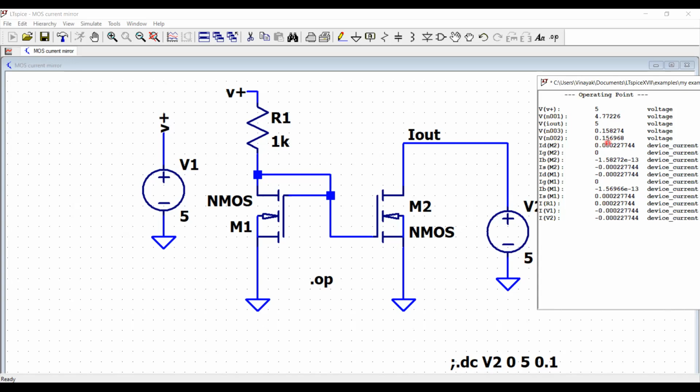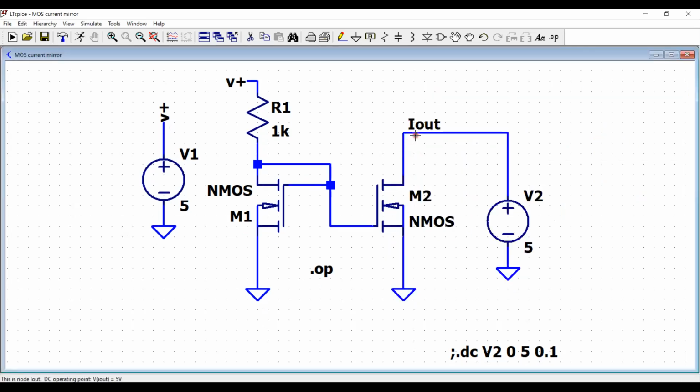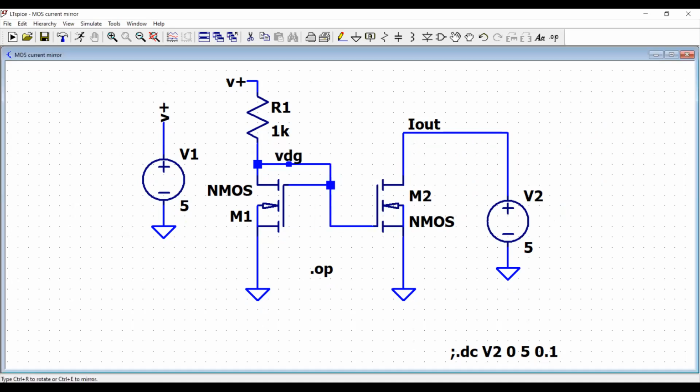So how about we just name that net and then we simulate it again. So let us do that. This net is I out, and this net maybe I would call it, let's say, VDG. That is the voltage between drain and this one. So why not just name it? So I have named it like here, and this is the same net. And these are the ground nets that are right here. Let us simulate again and see these things.